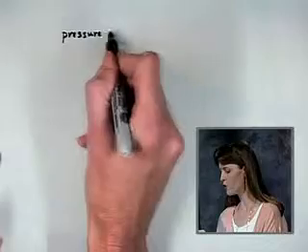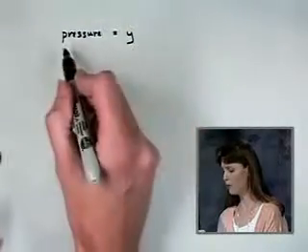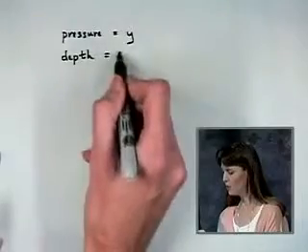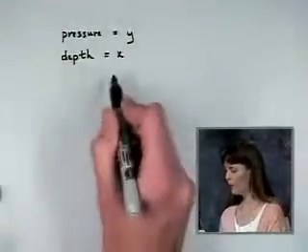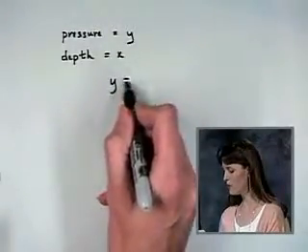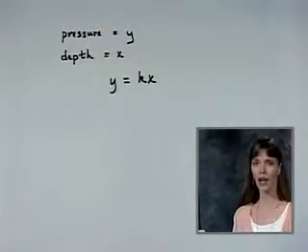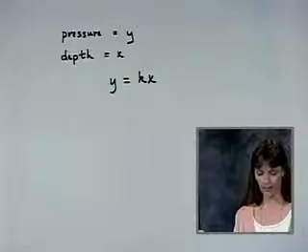the amount of pressure, to equal our y variable, and the depth we'll give by using our x variable. We have the pressure varies directly as the depth. So we write down y equals k times x. Now we're going to try to find the value of k in this formula.